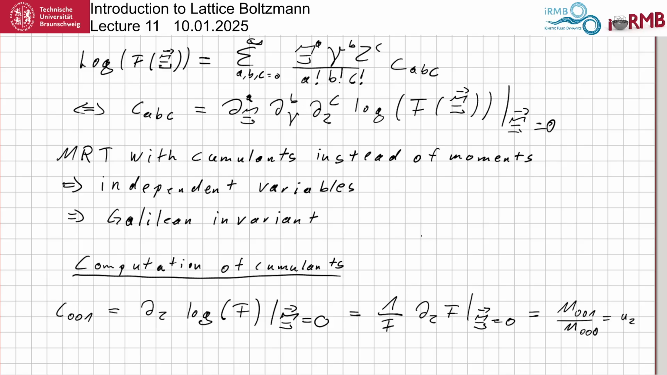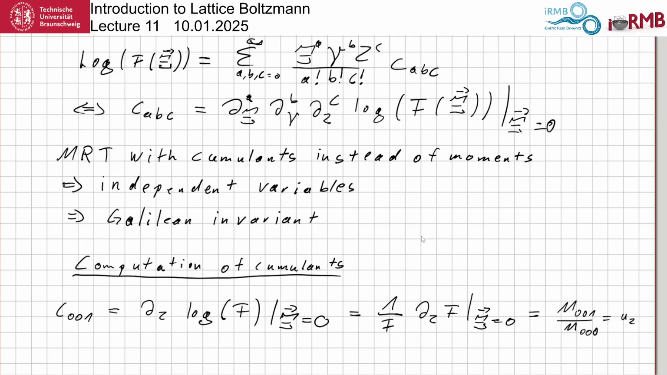By the way, because our moments were not normalized, our moments were extensive quantities. We got the momentum as the first moment. So this is the momentum. M001 is the momentum. The cumulants are intensive quantities, because you divide by M000, you get the velocity. It's not the momentum, it's the velocity that you get out of cumulants.